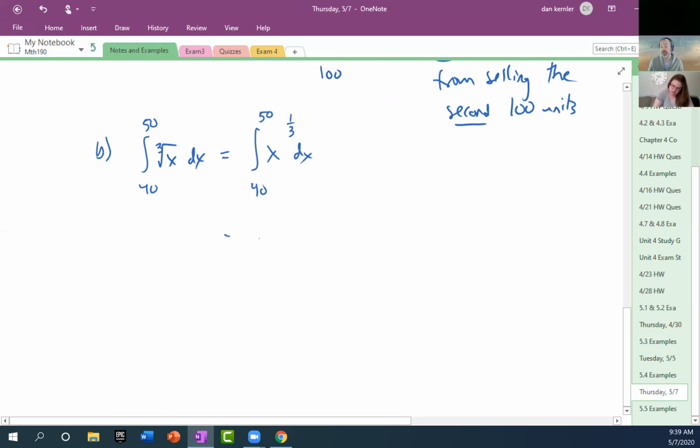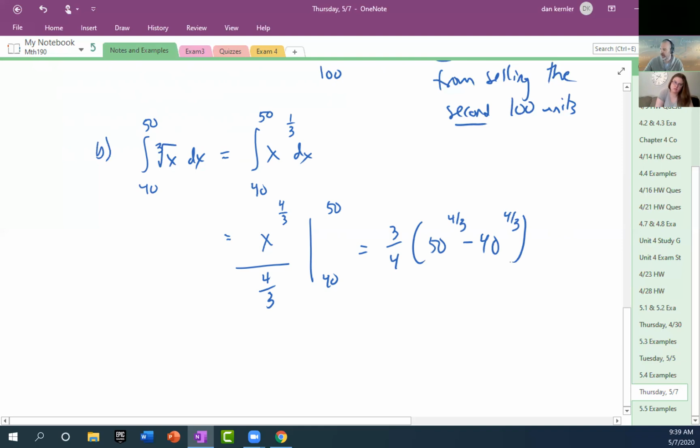And then we're going to do the opposite of our power rule. Power rule, when we're doing derivatives, we multiply in front and subtract. So now we're going to do that in the opposite order. We're going to add 1, so that'll be 4/3, and then we're going to divide by 4/3 and evaluate that from 40 to 50. And dividing by 4/3 is the same as multiplying by 3/4, and then it will be 50 to the 4/3 minus 40 to the 4/3, and then we use a calculator and whatever that answer is.